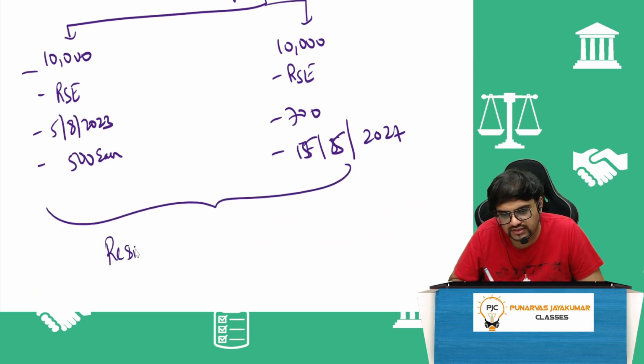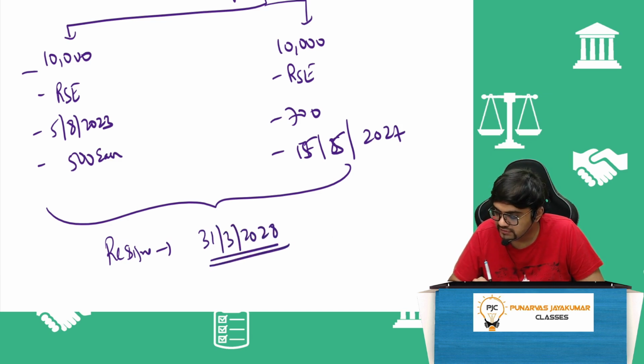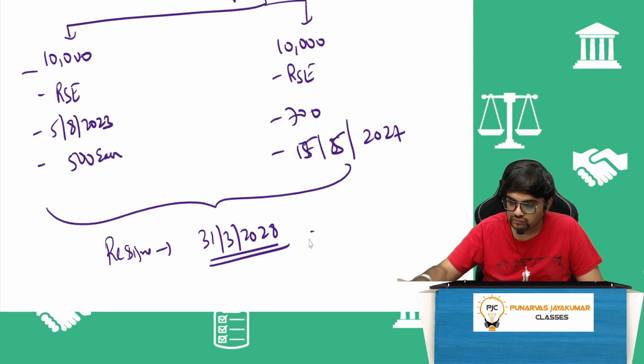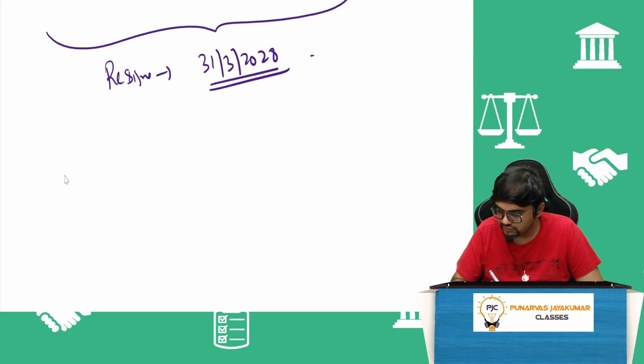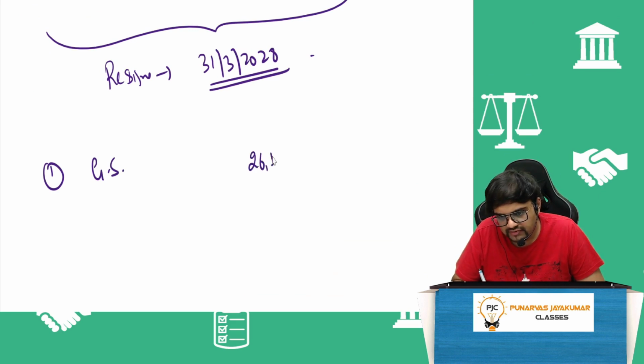He resigns from the post on 31st March 2028. What are the tax consequences? So check it out. First of all, what is the gross salary? 26,50,000.